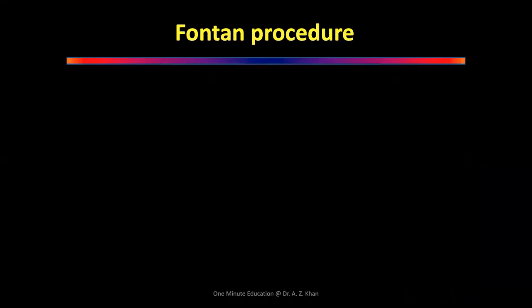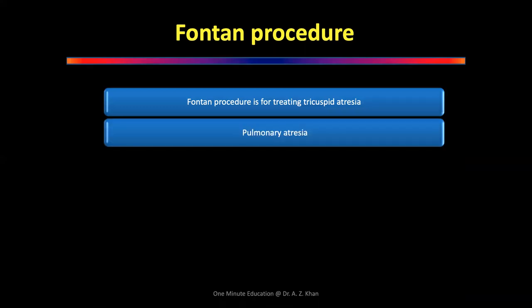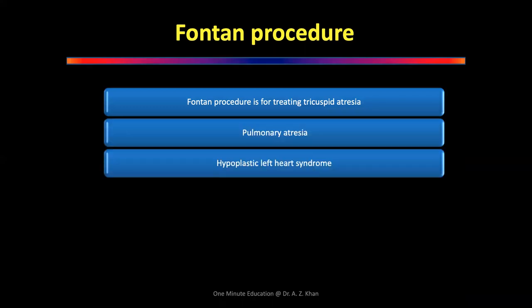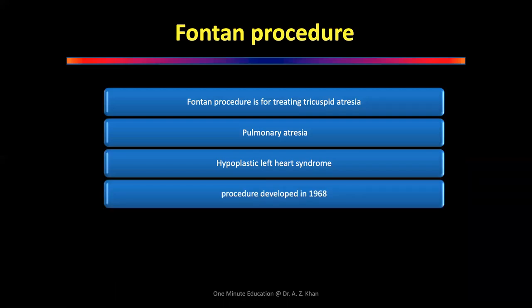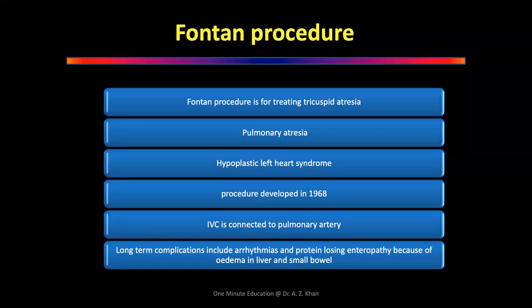In a Fontan's procedure, it's for treating tricuspid atresia, pulmonary atresia, hypoplastic left heart syndrome, described in 1968. The IVC is connected to the pulmonary artery. Long-term complications include arrhythmias, protein-losing enteropathy because of edema of the liver and small bowel, because of the back pressure changes. There's a lot of back pressure changes when you connect IVC to the PA.